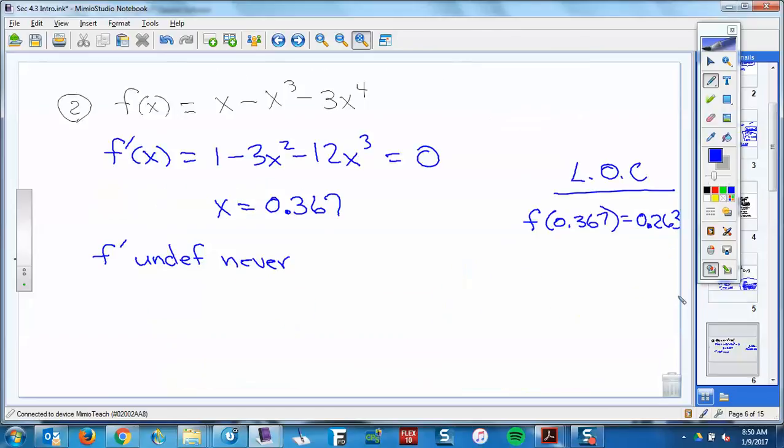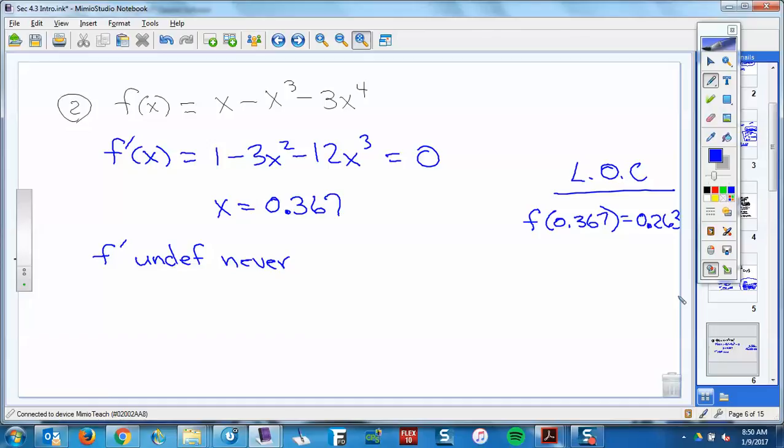When you get to a problem like this, how many possible high and low points do we have? 1. Isn't that a problem for a list of candidates? How do I tell if that's a high or low point? I can't. I only got one of them. There's nothing to compare it to. So, what do you do when you only have one candidate? You have to make some other argument other than the list of candidates. The list of candidates is not good enough here.